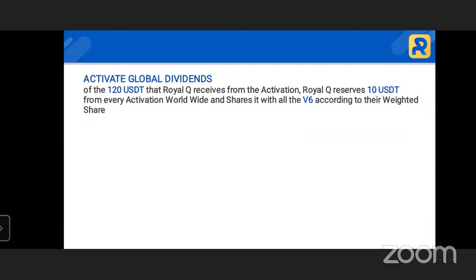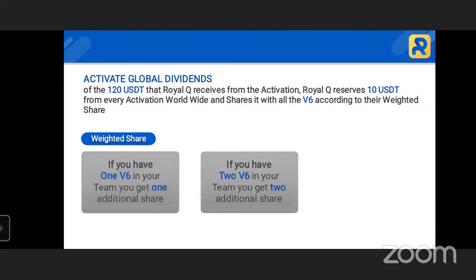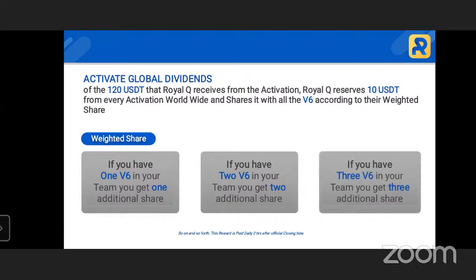Ladies and gentlemen, of the 120 USDT Royalq receives for activation, Royalq reserves 10 USDT from every activation worldwide. Meaning, ladies and gentlemen, when you become V6, everybody in the world that's having the app becomes your downline. Is that too good? Yes. And if you have one V6, you have one additional share. Two V6, you have two additional shares. Three V6s, you have three additional shares.